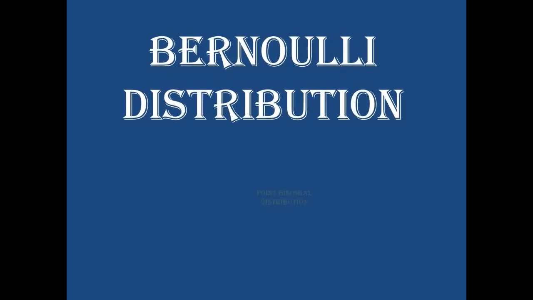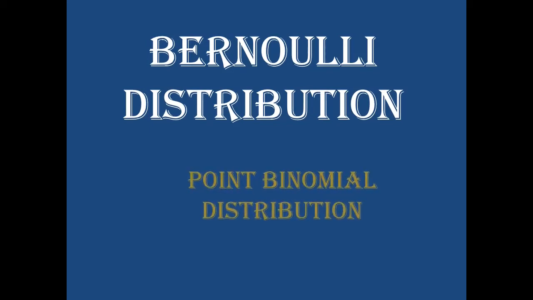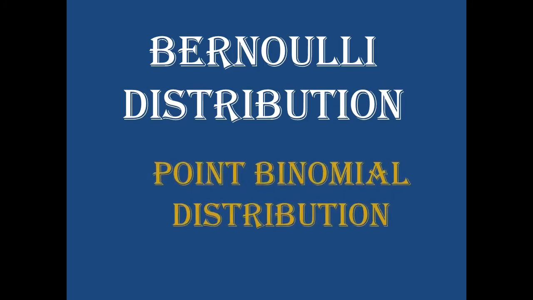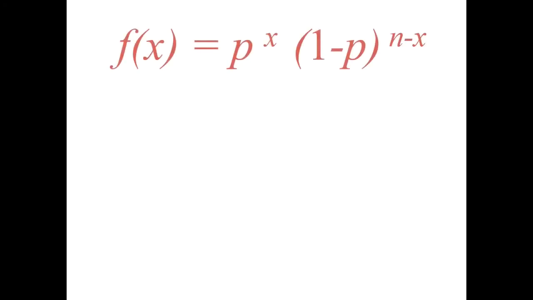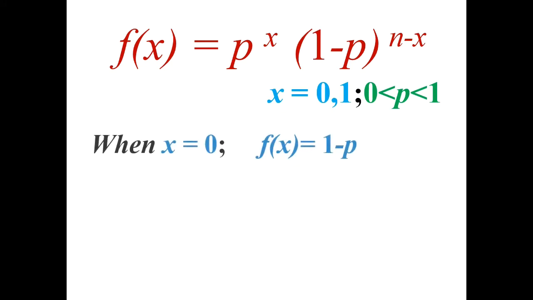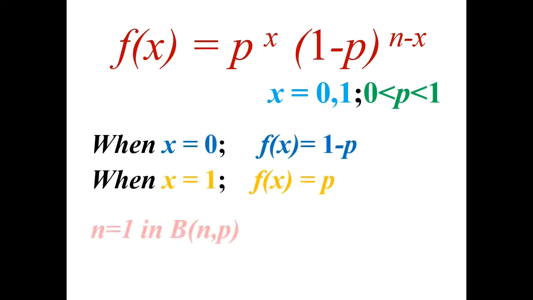A random variable taking only two values 0 and 1 is said to follow point binomial distribution if the probability density function is given by f(x) = p^x (1 minus p)^(1 minus x), x equal to 0, 1, 0 < p < 1. That is, f(x) equal to 1 minus p when x equal to 0 and p when x equal to 1. This distribution is a special case of binomial distribution when n equal to 1.